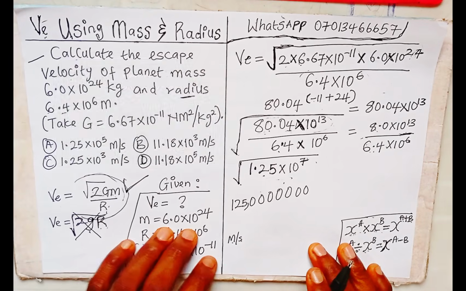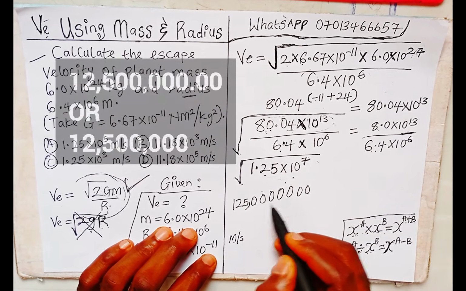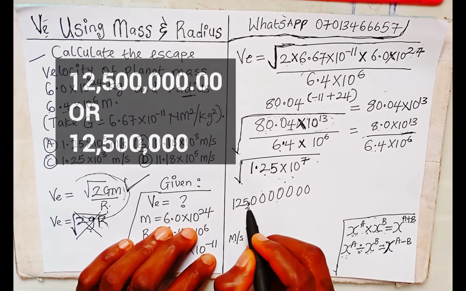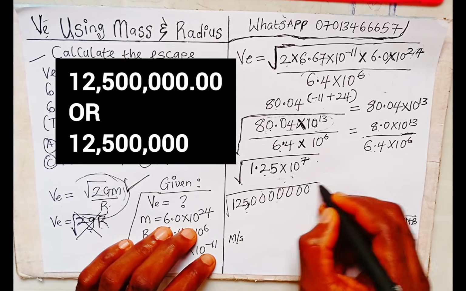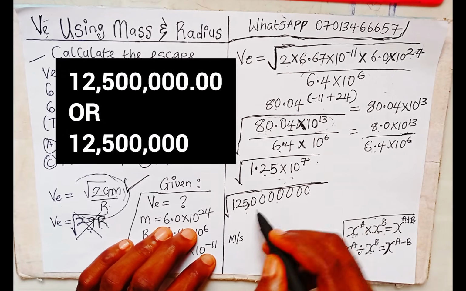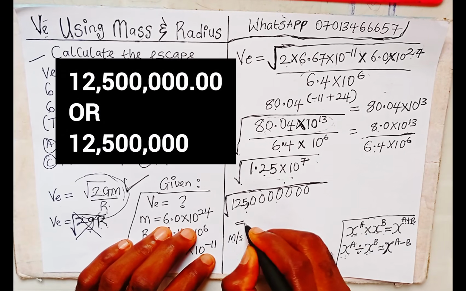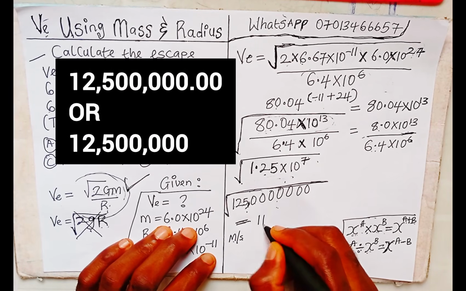The comma is not supposed to be here. I just put it to show that we bring the 1 2 5 down. So we are going to find the square root of 1 2 5 followed by 7 zeros. If you find the square root, we have removed the square root sign and we are now left with the answer.